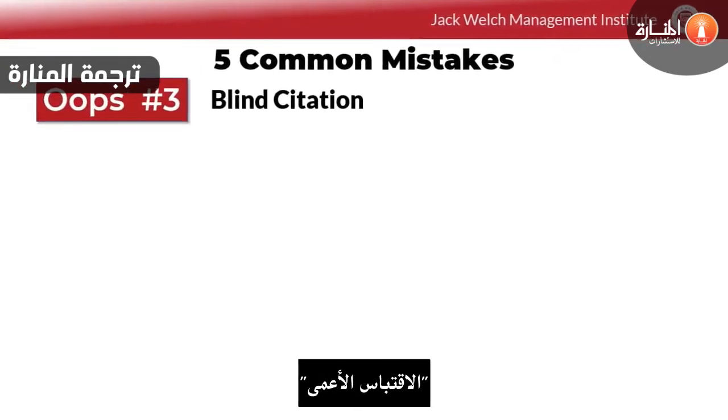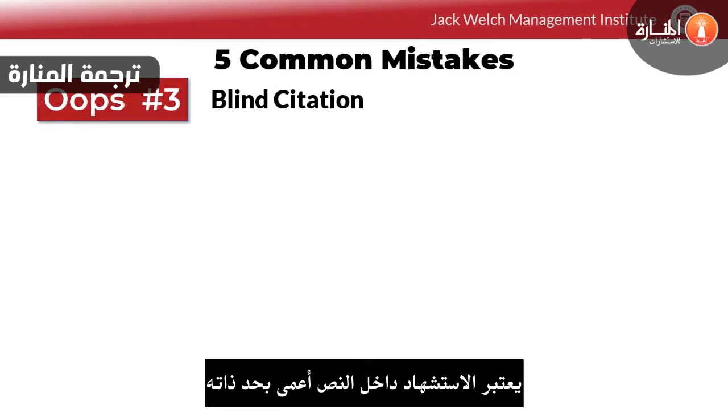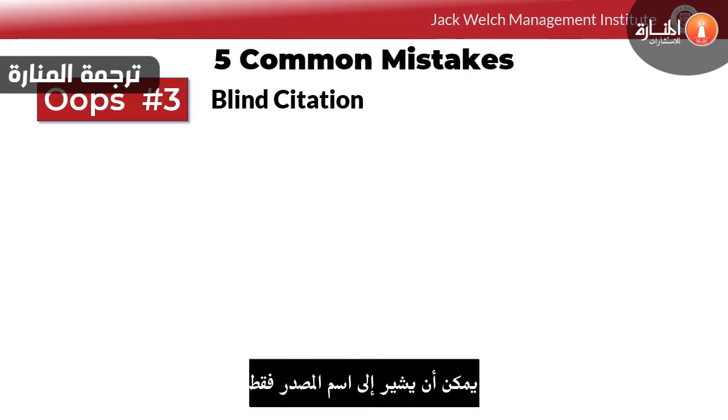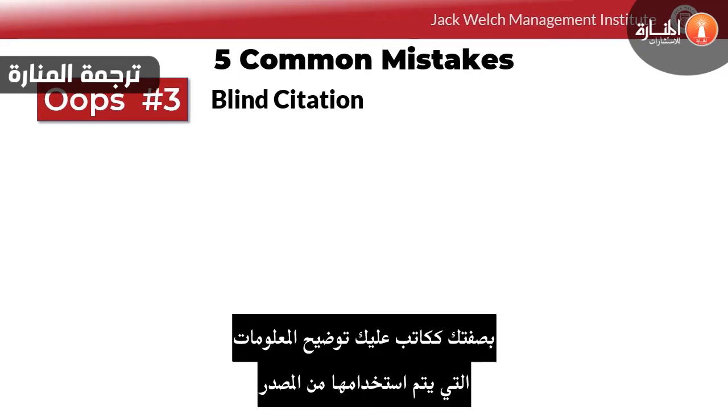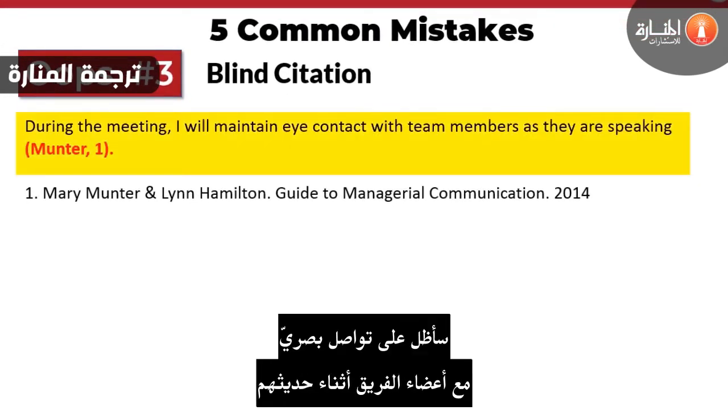Oops number 3 is the blind citation. An in-text citation by itself is blind. It can only refer to the name of the source. You, the writer, must make it clear what information from the source is being used. Here's our example. During the meeting, I will maintain eye contact with team members as they are speaking, Munter.